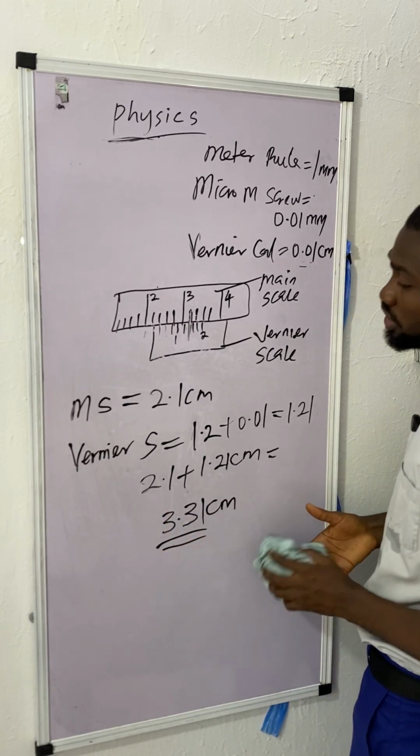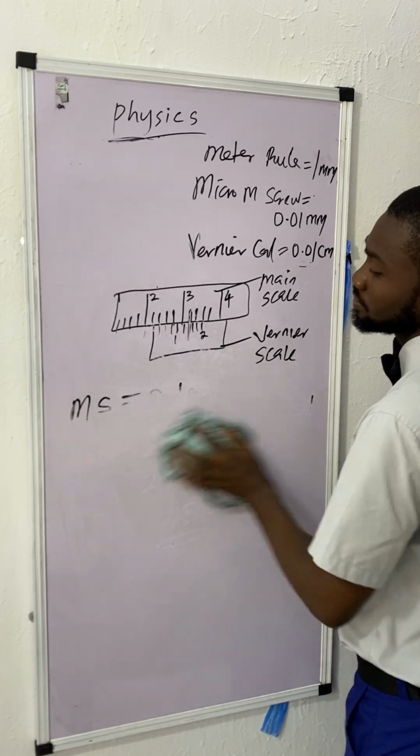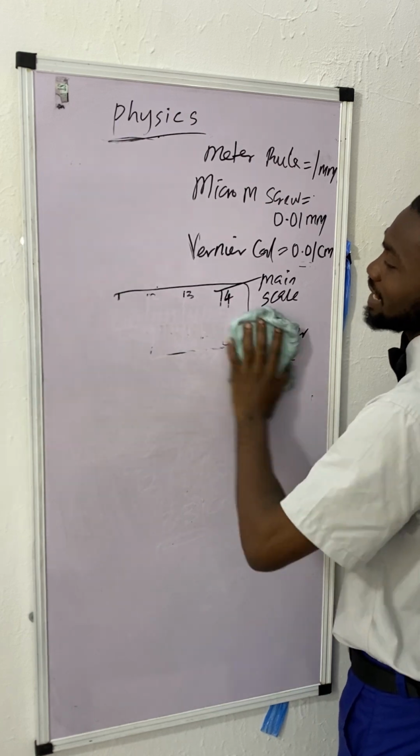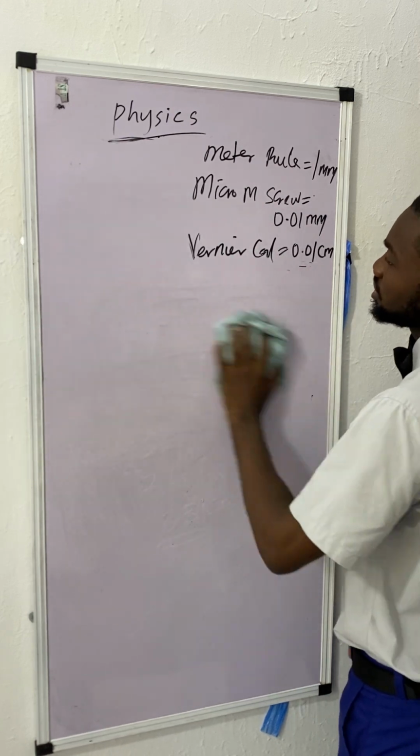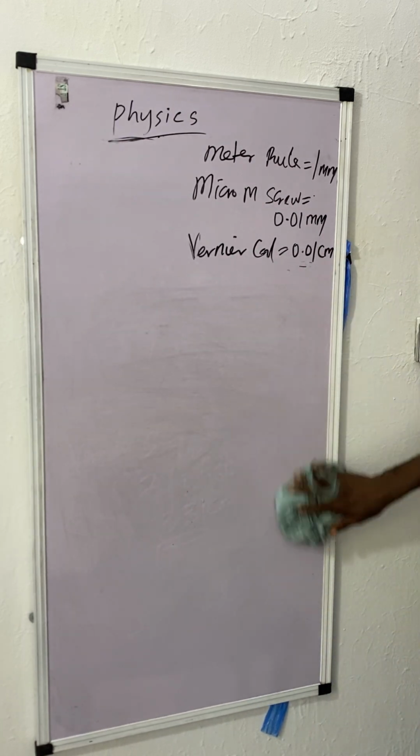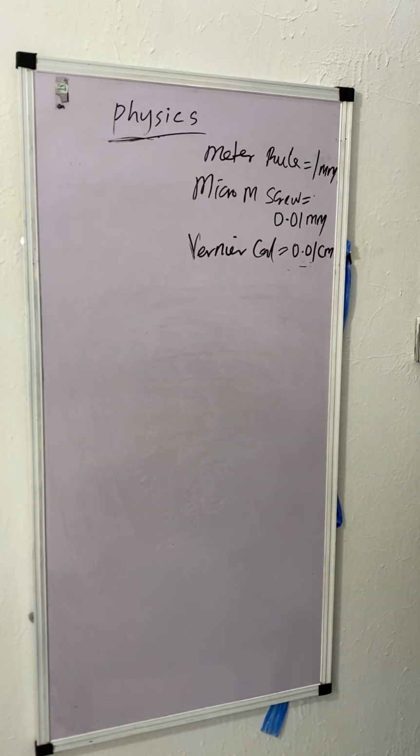So let's quickly look at how to read a micrometer screw gauge. Trust me, it's very easy. It's the same way you read a vernier caliper, just that the scale is called the thimble scale in a micrometer screw gauge. Instead of vernier scale, it is called the thimble scale.